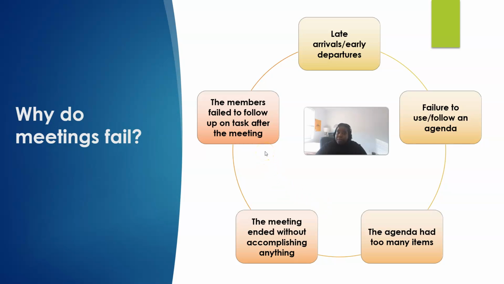Then members fail to follow up on their task after the meeting. We want to make sure that we're doing our parts and our jobs, and with the meeting, we're able to ask questions of the group and make sure that each person has clarity on their role and how to put together their information, their roles when we put the product together. So failing to follow up on a task and failing to complete the task defeats the purpose of the meeting in the first place.